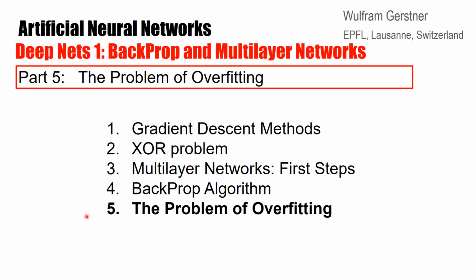This is part 5 of the lecture, and in this part 5 I will discuss the problem of overfitting. The problem of overfitting is well known. It's not specific to neural networks at all. Let me discuss it taking neural networks as an example.